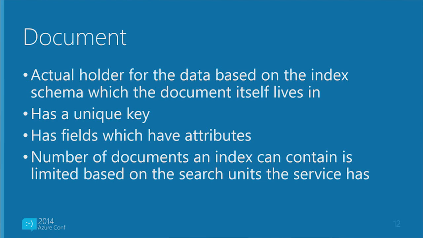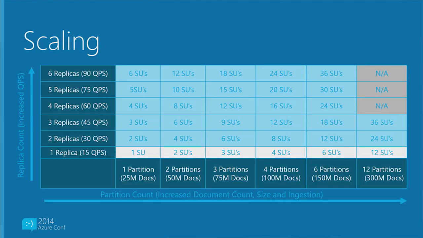And then the number of documents an index can contain is limited based on the search units the service has. This means that the index can contain a limited amount of documents, but if you want to go higher with that amount, you need to scale your search service by scaling your search units. Let's look into the scaling part of the search service and see how it is actually done.